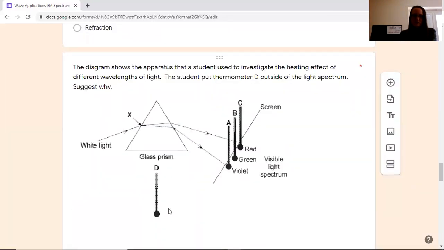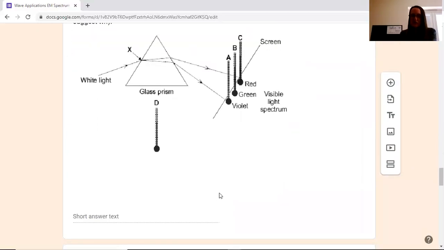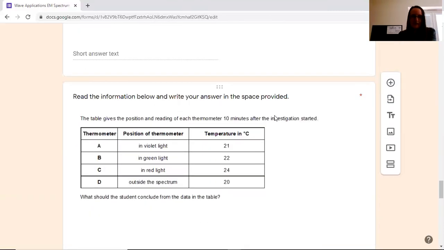Why do we put thermometer D here? So we've got thermometers A, B, and C in violet, green, and red. And D there is a control, so that we can see that the heating effect we're observing is due purely to the light.